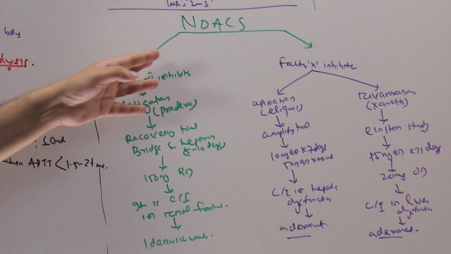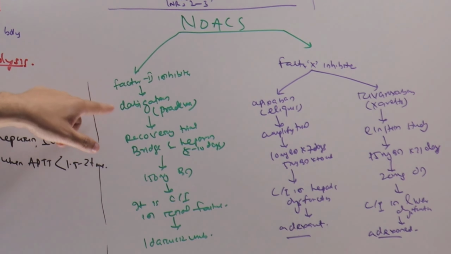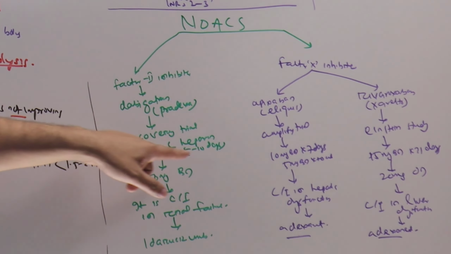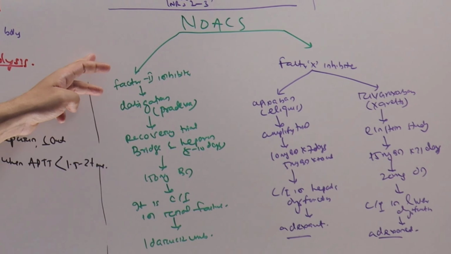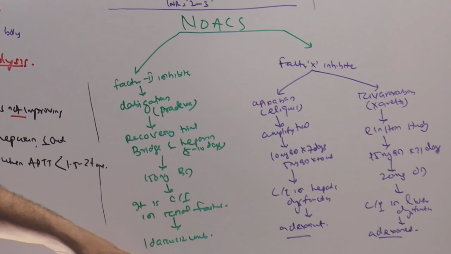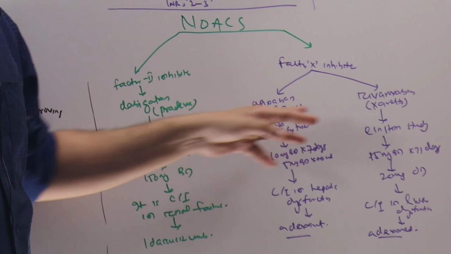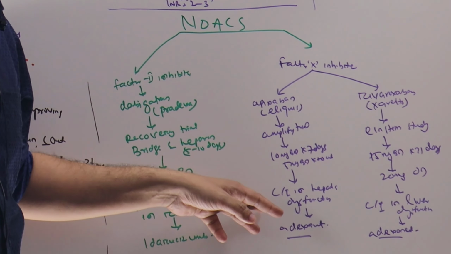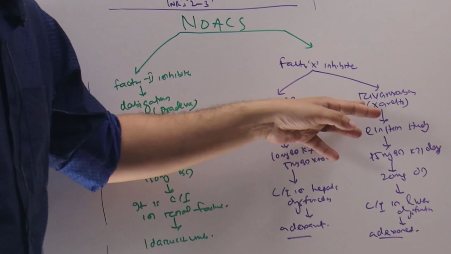Now there are different NOACs available in the market. We have two kinds. Factor 2 inhibitor, which is dabigatran, which is used with a bridge with the heparin for 5 to 10 days. The dose is 150 mg BD. It is contraindicated in renal dysfunction, and the reversal agent is idarucizumab. We have factor 10 inhibitors, that is apixaban or Eliquis, and rivaroxaban or Xarelto. Both are given directly without any bridging, and both are relatively contraindicated in renal dysfunction, and we have a reversal agent, andexanet, for apixaban and rivaroxaban.